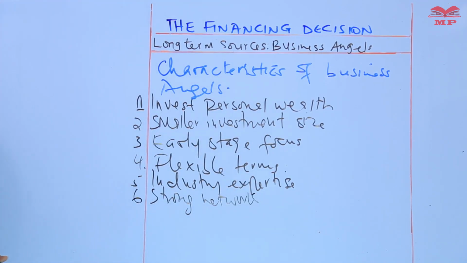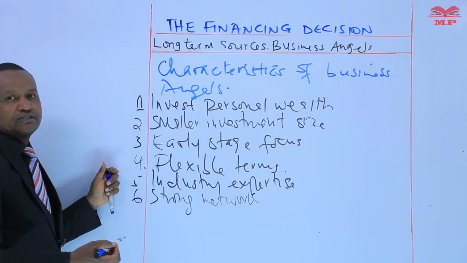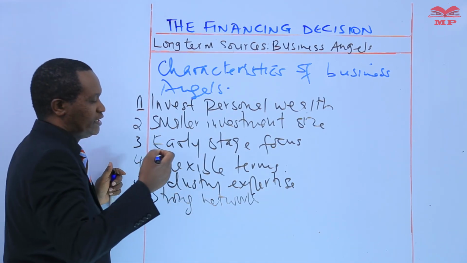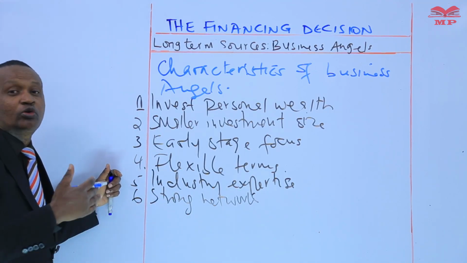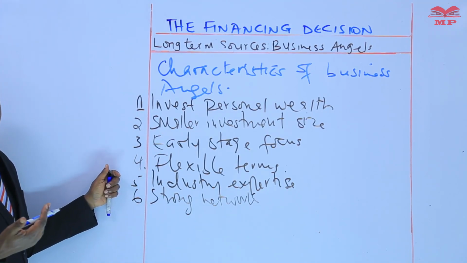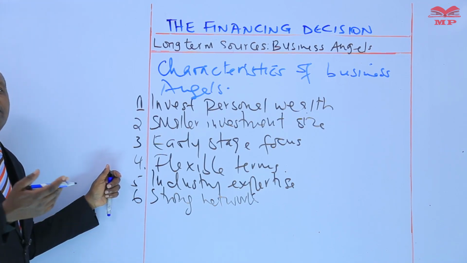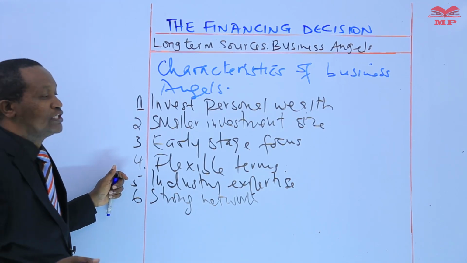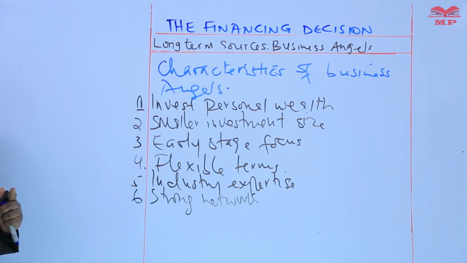Six, strong networks. These angels connect startups to their networks. They link these entrepreneurs or startups to their own network. These are networks of advisors, networks of investors and potential clients. They have a strong network.